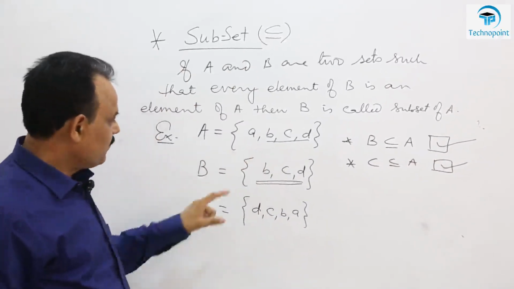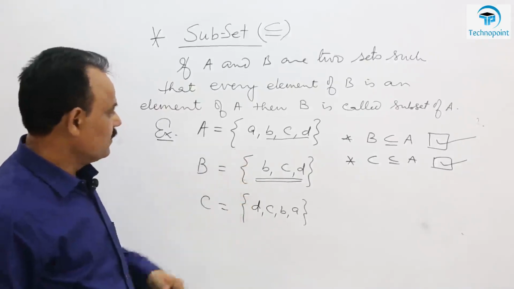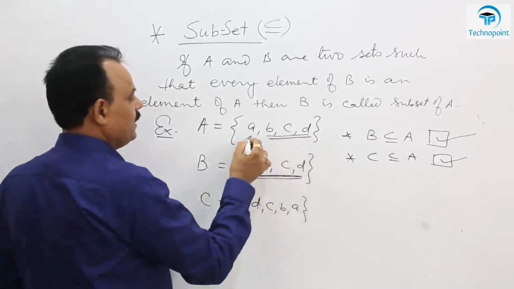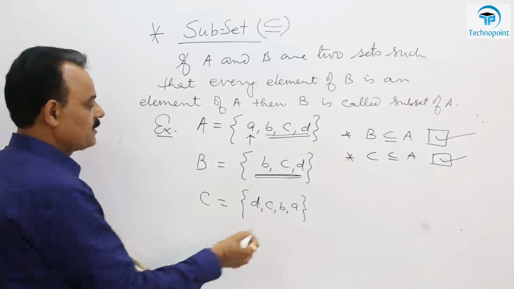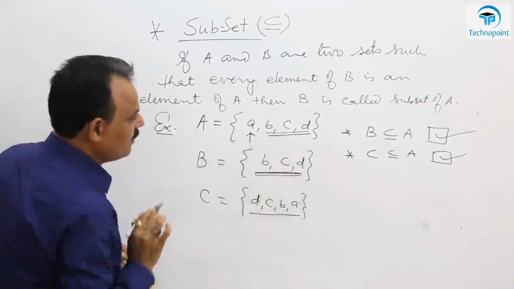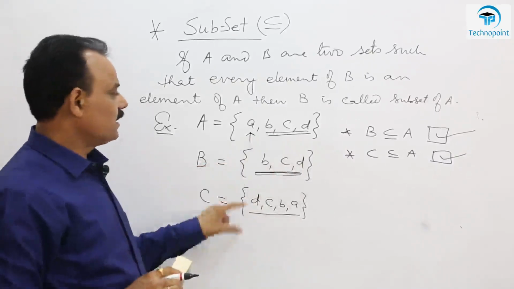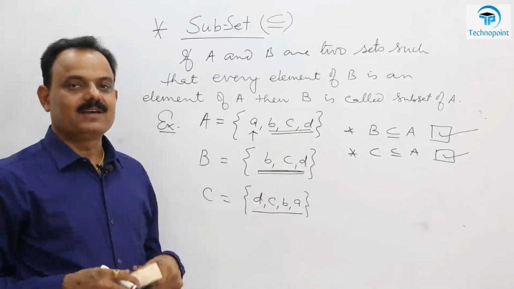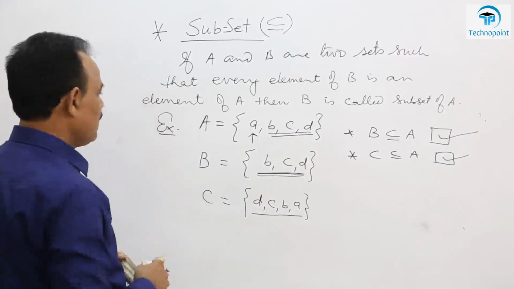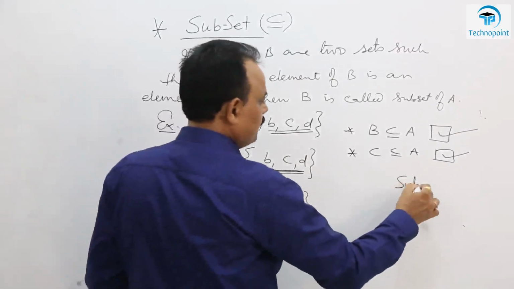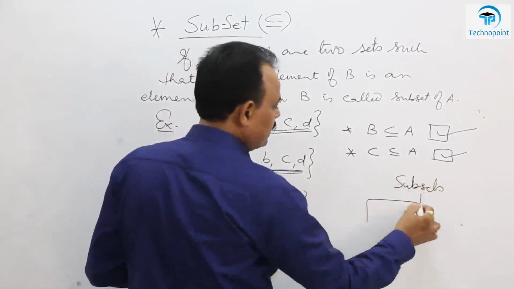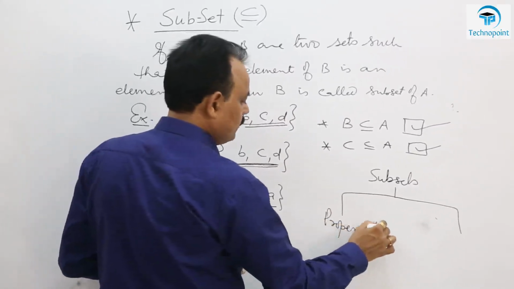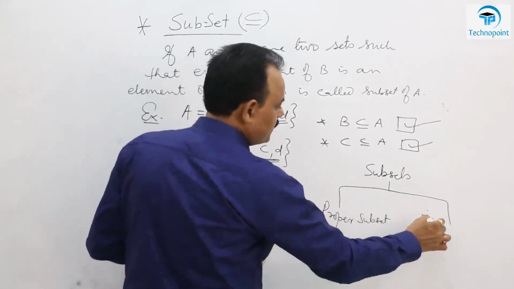But there is some difference between B and C. आप यहाँ देखते हैं कि B का सभी एलिमेंट तो है A में, but एक एक्स्ट्रा एलिमेंट भी है, और C का सभी एलिमेंट्स तो है इसमें, लेकिन कोई एक्स्ट्रा एलिमेंट नहीं है. दोनों ही सबसेट हैं, थोड़ा सा अंतर है दोनों में, तो दोनों का टाइप अलग अलग हो गया. So there are two kinds of subset. Subsets are of two kinds. One is called proper subset and another is called improper subset.